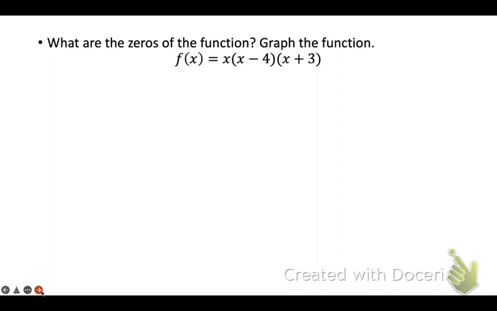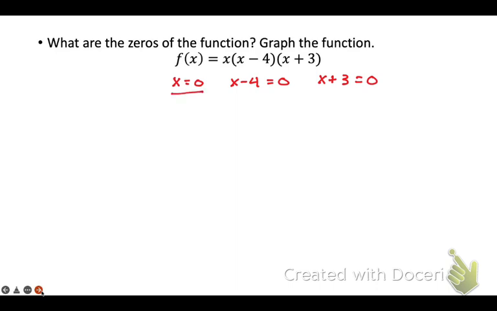Okay, so what are the zeros of this function? Well, the zeros are where it equals what? 0. So you set every factor equal to 0. So x equals 0, x minus 4 equals 0, and x plus 3 equals 0. Now I'm going to tell you right now, I'm probably not going to write all that out every time. Does that make sense? You just do it in your head, like set it equal to 0. Got it?